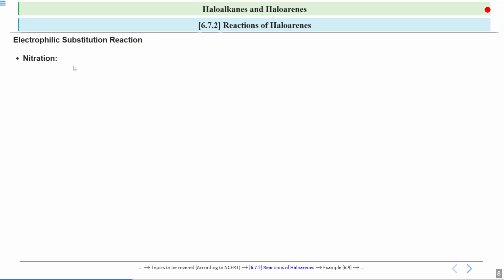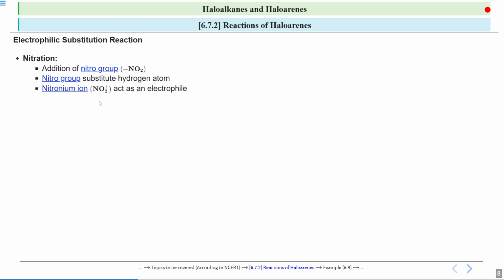The next is nitration. This nitration reaction also happens via the electrophilic substitution mechanism. So nitration involves the addition of a nitro group to the benzene ring. Nitro group means the NO2 group. So the nitro group substitutes the hydrogen atom, attacks on the benzene ring and forms the bond. The nitronium ion, that is NO2 positive, acts as the electrophile in this process.